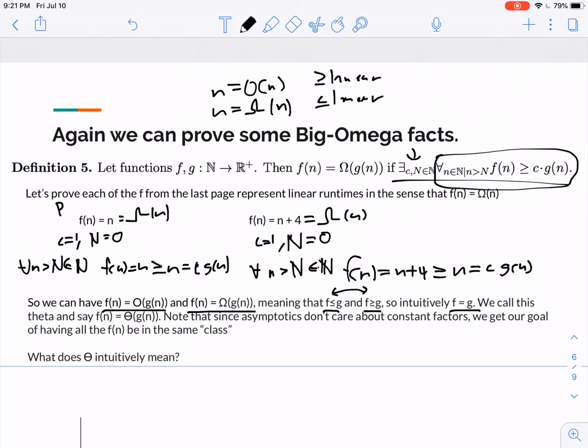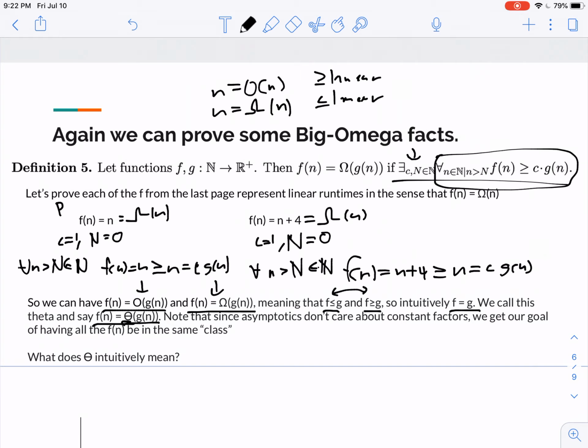But we actually do have another asymptotic relationship that we call big theta. This is a capital theta right here. We say f is big theta of g, or we also say f is theta of g, if f is big O of g and f is big omega of g. And this corresponds to the intuition that f and g run essentially in the same time up to a constant factor.